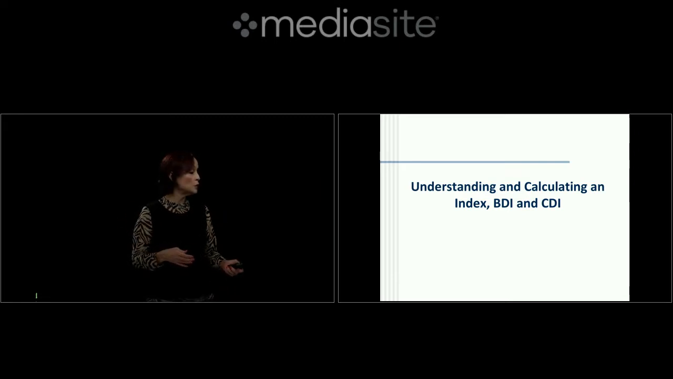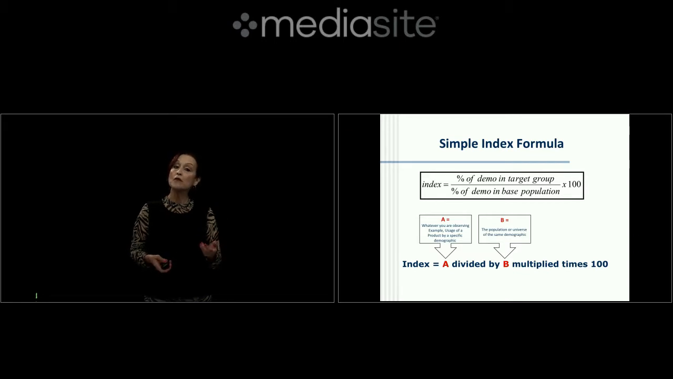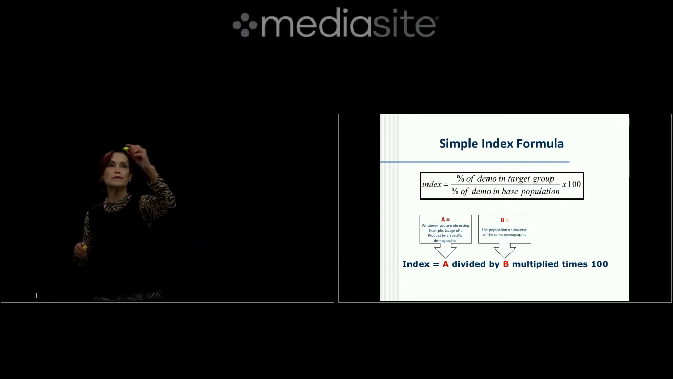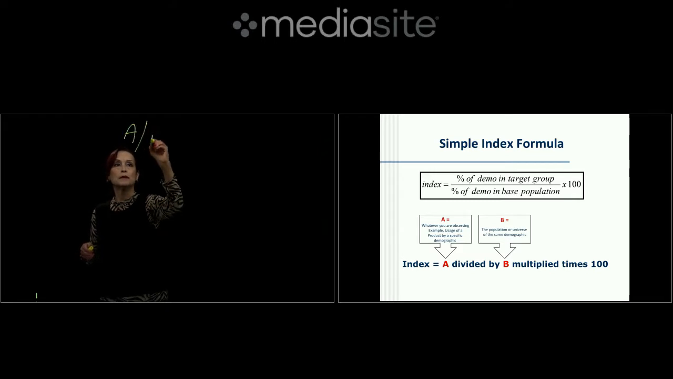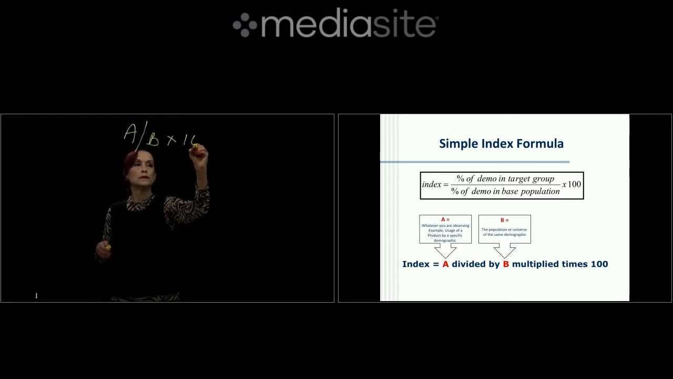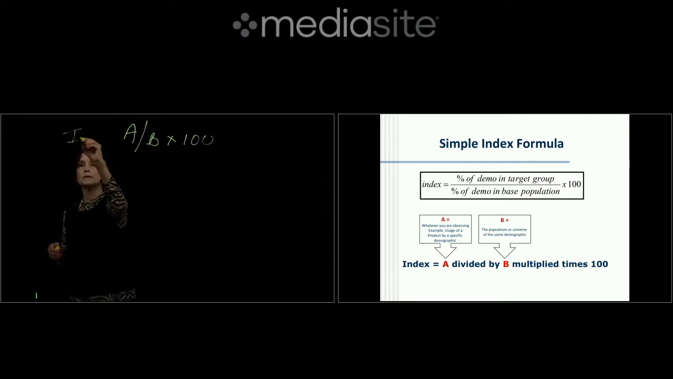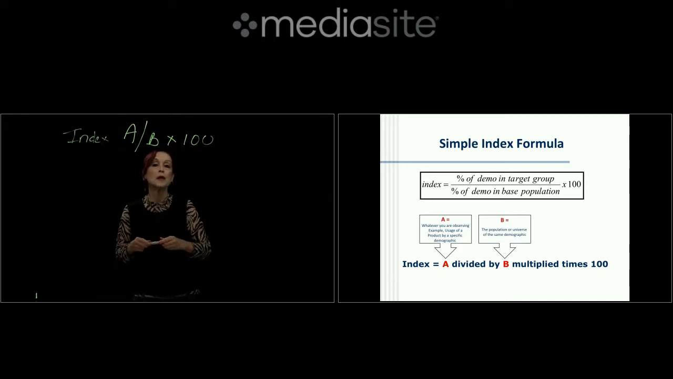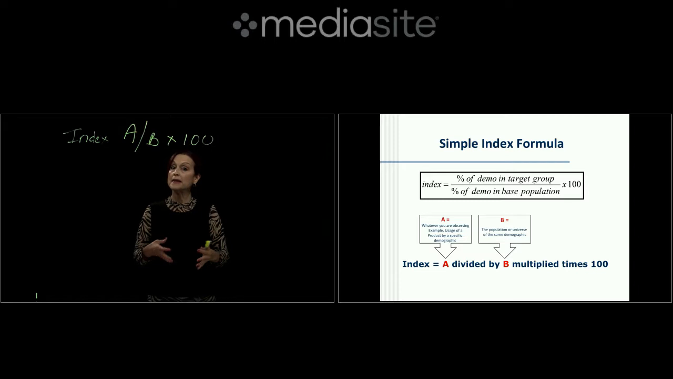So let's go to the formula. The general formula for setting an index is A divided by B times 100. Let me just write it down. It's a very simple formula. So A divided by B times 100, where A is the product consumption or whatever you're observing within a given demographic, and B is the universe of the same demographic.